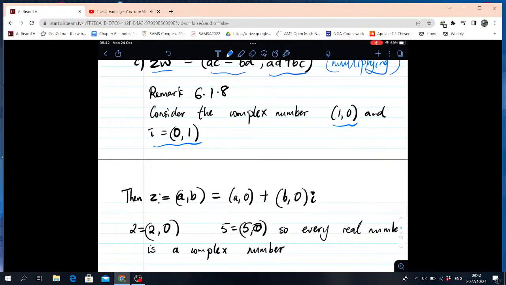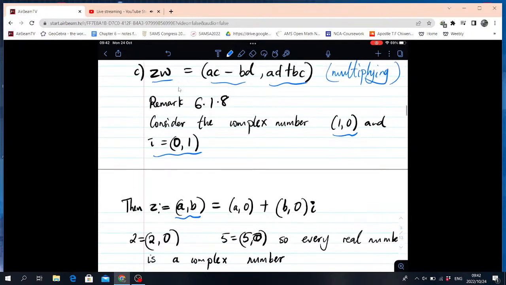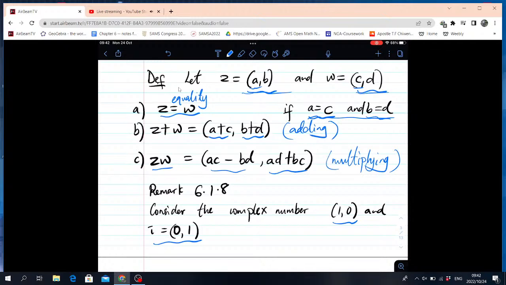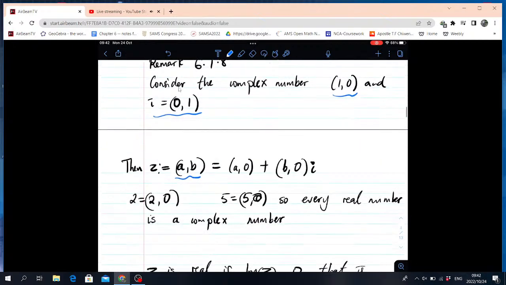If you are given a complex number z, which is defined to be the ordered pair (A, B), then now that we know how to add and multiply complex numbers, we can rewrite our complex number to be (A, 0) there, plus (B, 0) times the i that we have there.